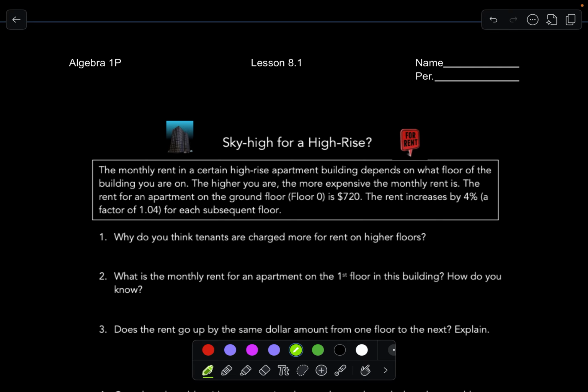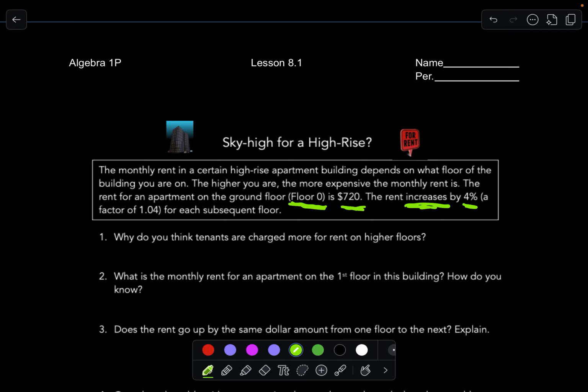This is talking about the monthly rent in a certain high-rise apartment building depends on what floor of the building you are on. The higher you are, the more expensive the monthly rent is. The rent for the apartment on the ground floor, and they call the ground floor on this 0. That's Europe. In the U.S., it's floor 1. We call that the first floor. But in Europe, the first floor is the 0 floor, is $720. The rent increases by 4% as you go from one floor to the next.